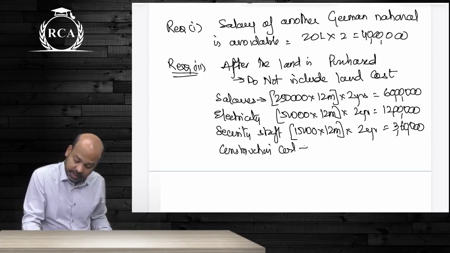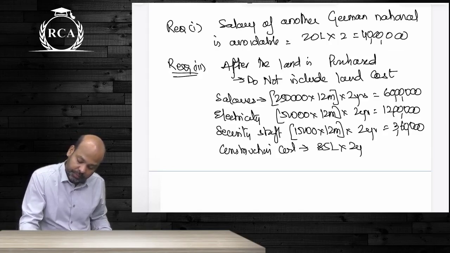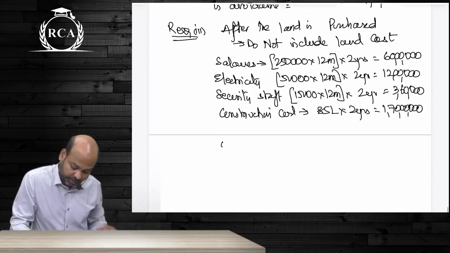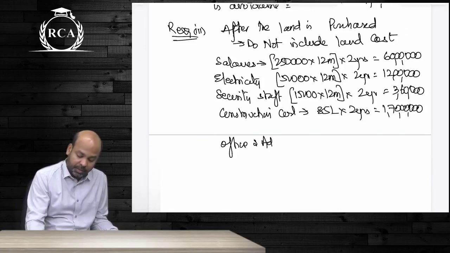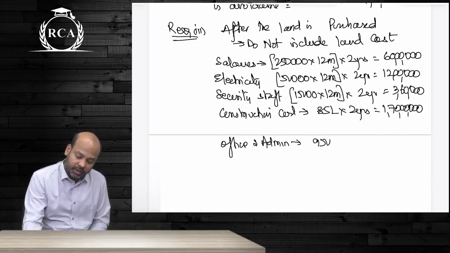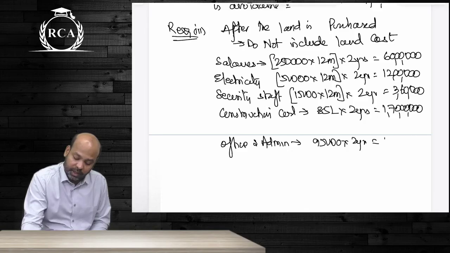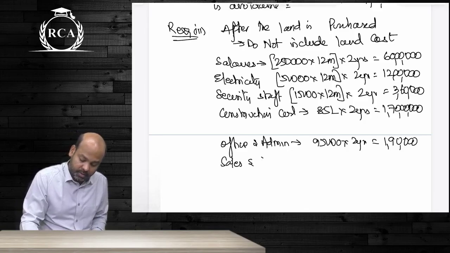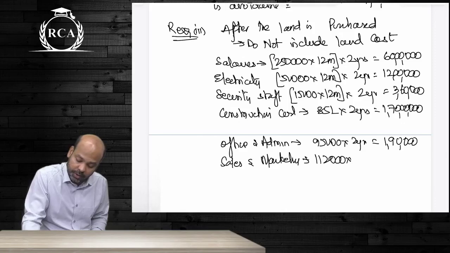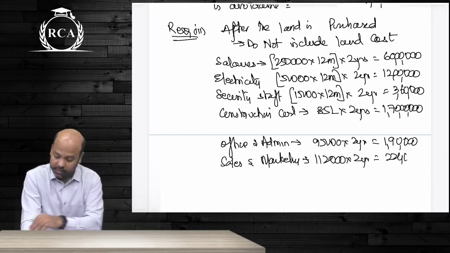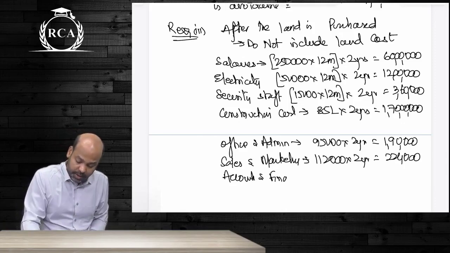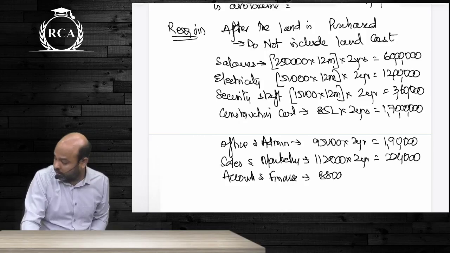Construction cost beta is 85 lakhs per year into 2 years. 1 crore 70 lakhs. Next beta, next page पे office and admin cost कितना per year? 95,000 per year into 2 years. 1,90,000. Next guys, sales and marketing. 1,12,000. 12,000 only, no? Into 2 beta. 2,24,000. Next. Accounts and finance. 88,000 per year into 2 years.